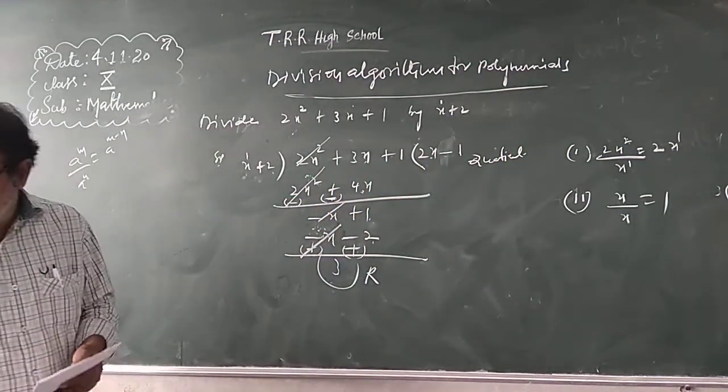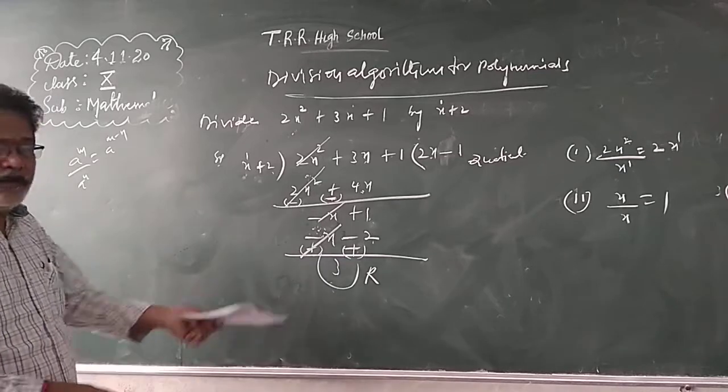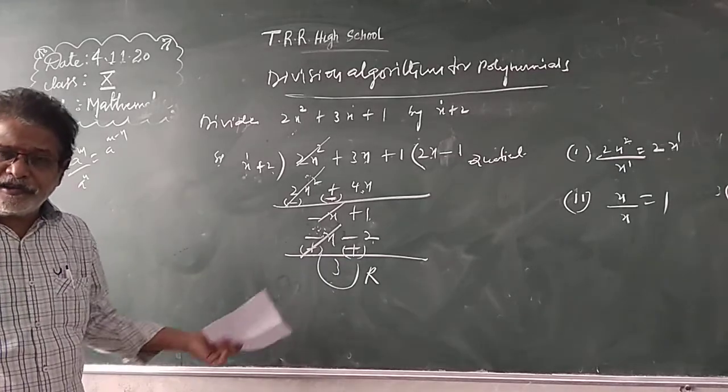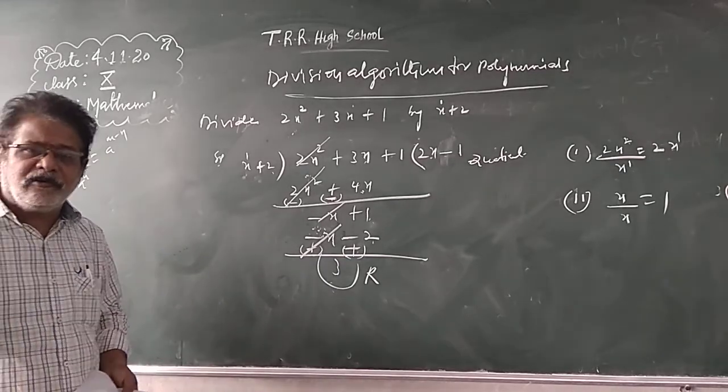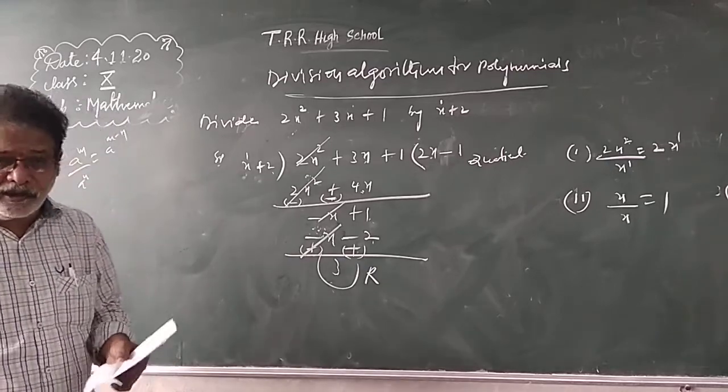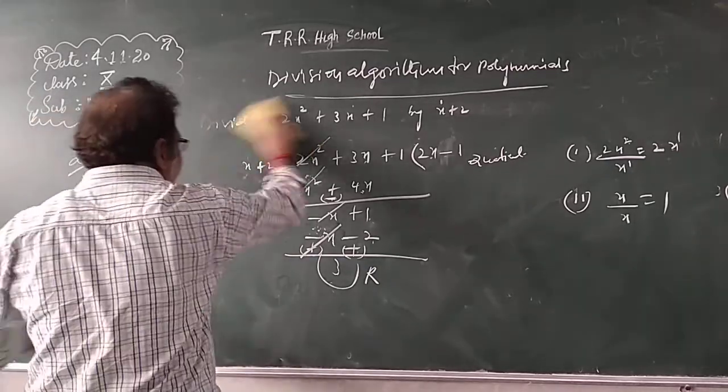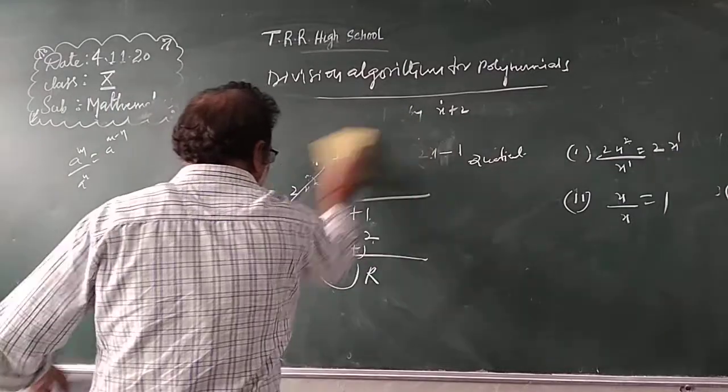Clear? If you want to check, you can check using the division algorithm. How can you check it? Dividend is equal to divisor into quotient plus remainder. Now, one more problem we will discuss. I hope you understood this.